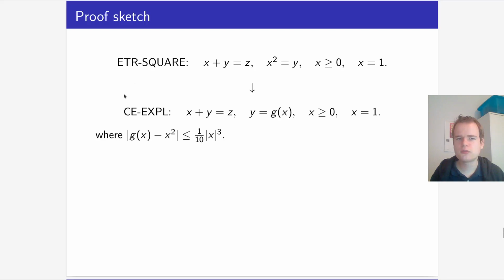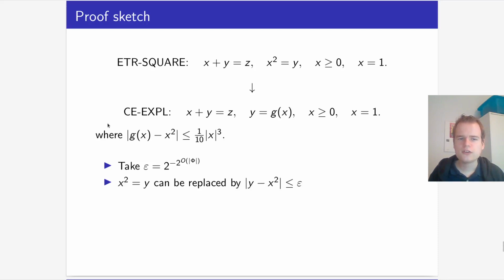Okay, so how do we perform this reduction? Well, the first idea is to take epsilon to be a very, very small number. Actually it's doubly exponentially small in the description complexity of phi, our ETR square formula, which we are reducing to this new problem. And why do we do this? It turns out that if we take this ETR square problem and replace each of these squaring conditions by slightly relaxed conditions, so we allow the error in the squaring condition to be at most epsilon, then because this epsilon is so very small, somehow this new problem will be equivalent.